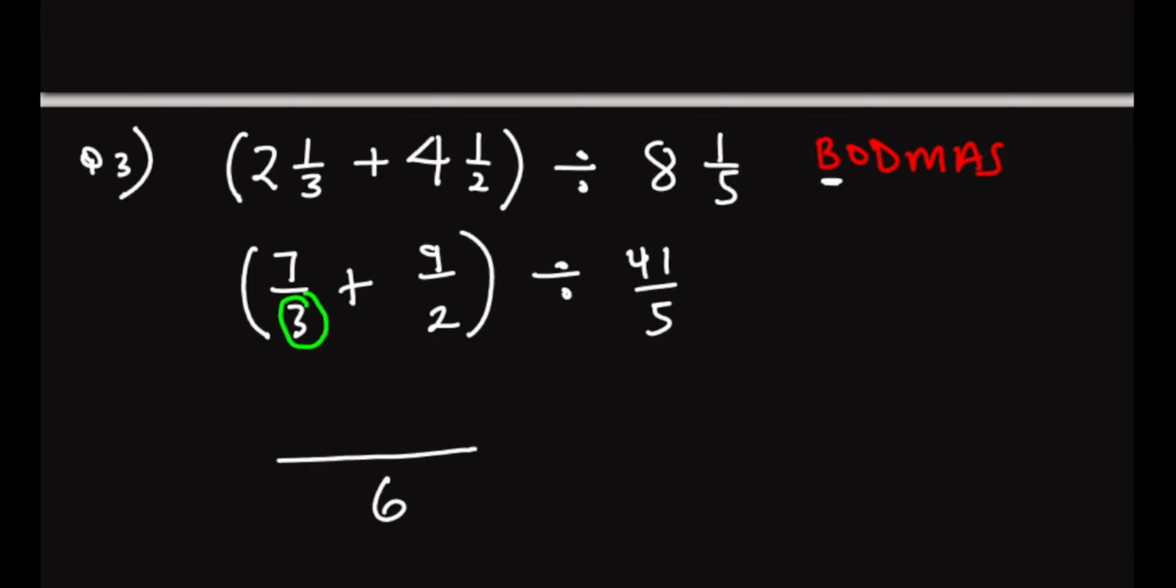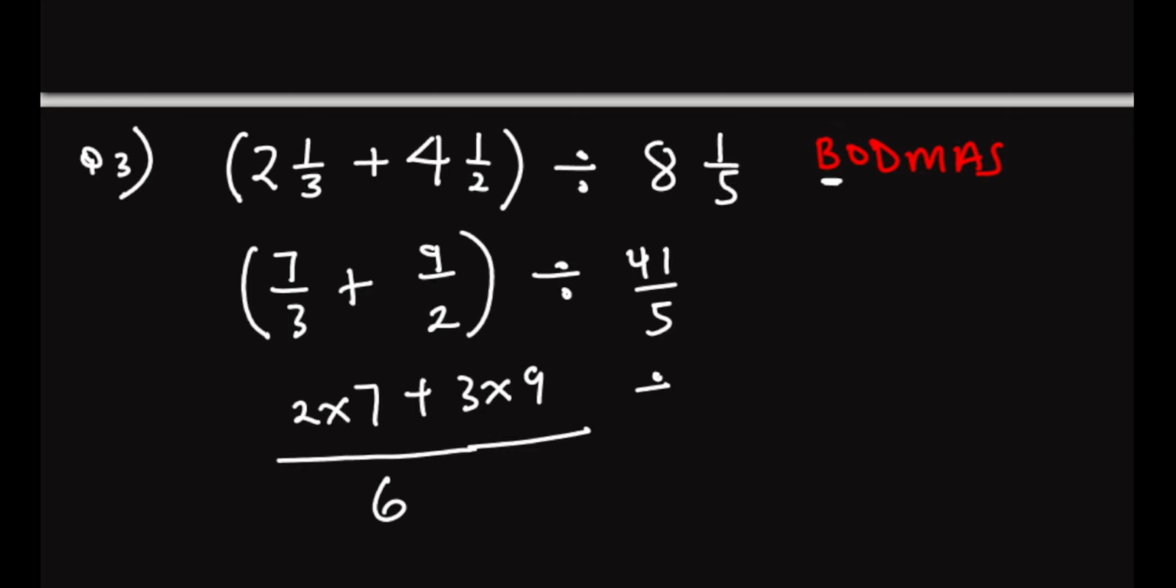How many times will the 3 divide the LCM? How many times will the 3 divide the LCM here? That's 3 divides this 6 2 times. And the answer we get, 2, we use to multiply the numerator. So 2 times the numerator 7, then plus. This 2 also divides this 6 how many times? 3 times. And the answer we get, which is 3, use the 3 to multiply the numerator 9.